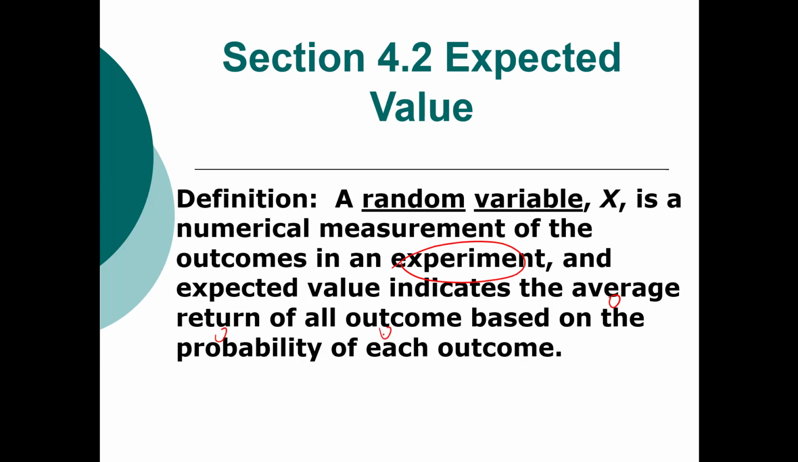So different outcomes, each outcome has a different probability, and you multiply the outcome in terms of monetary reward or a loss by the probability, and you sum up all the results. That is what we call the expected value. So the simplest formula we are using for expected value is the average outcome of random variable x. So it's the sum of x times p of x.